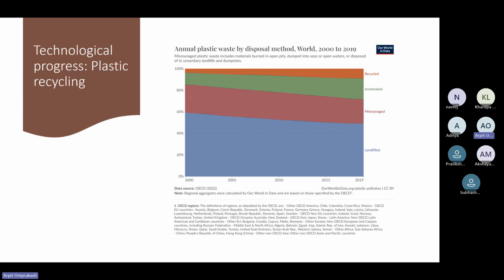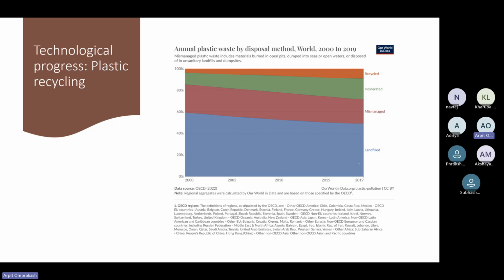Then the next 20-22% is mismanaged, so it goes somewhere where it's not supposed to go. It goes out into the oceans, or it's lying around the road or somewhere where it's not supposed to be. Then some part of it is incinerated, so burnt, and a very small part was recycled.